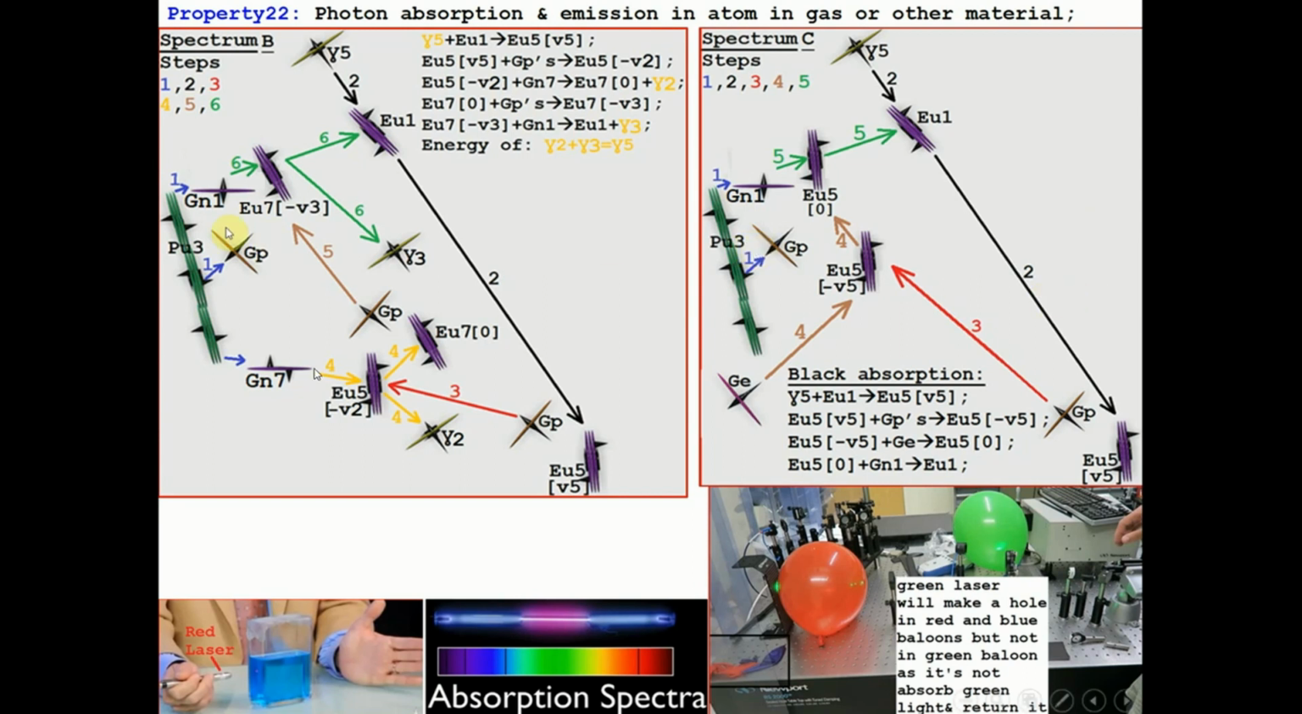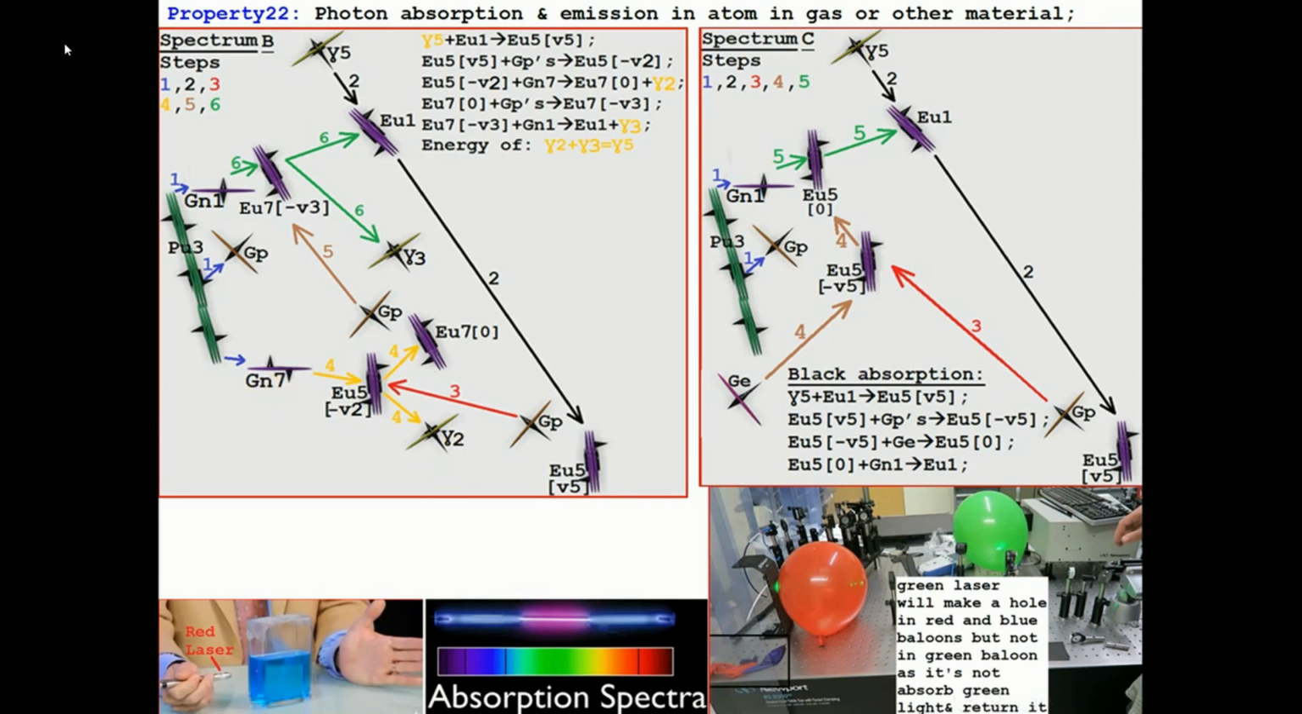In the process in the left picture, a photon, specific photon number 5, hits an electron EU1 and transforms its spin into EU5 and gives it translational velocity V5. Now, this electron will be hit by a GP particle emitted from the nucleus and move to its original position. But during the journey to its original position, it will meet GN7 that will transform it into EU7. And because it has translational velocity minus V2, it will transform the GN7 into photon number 2.